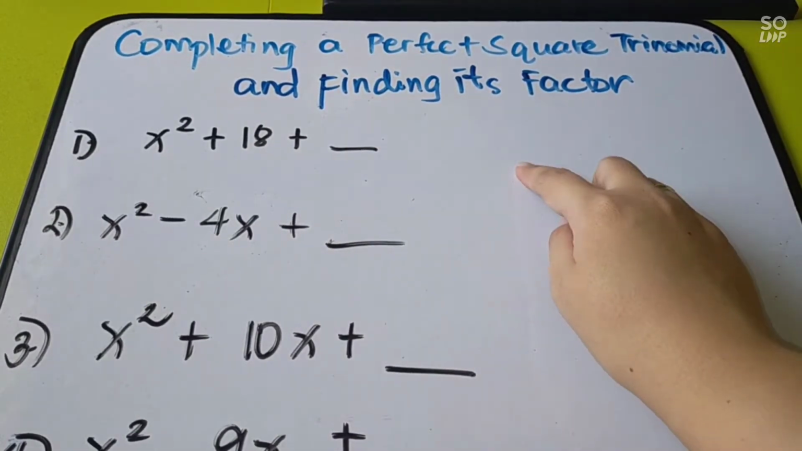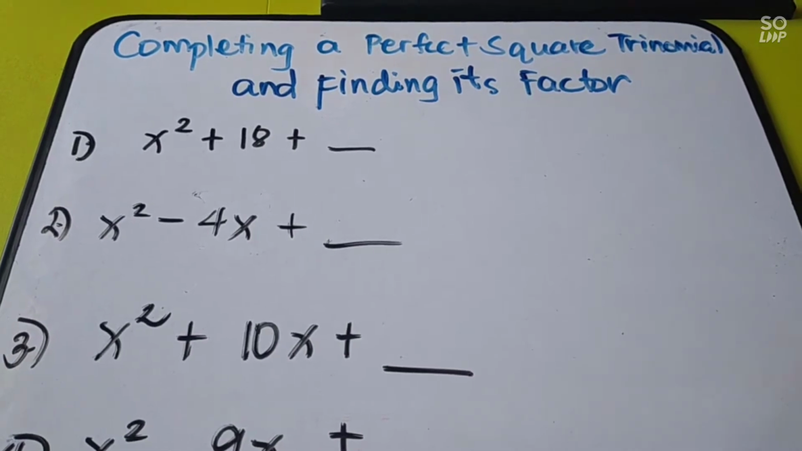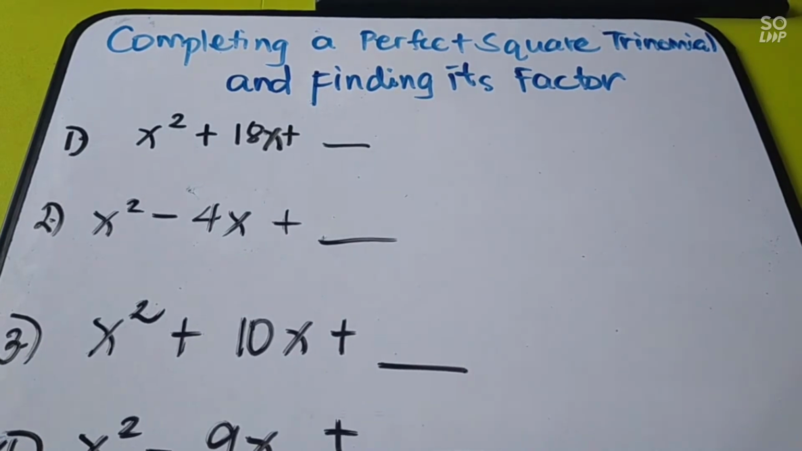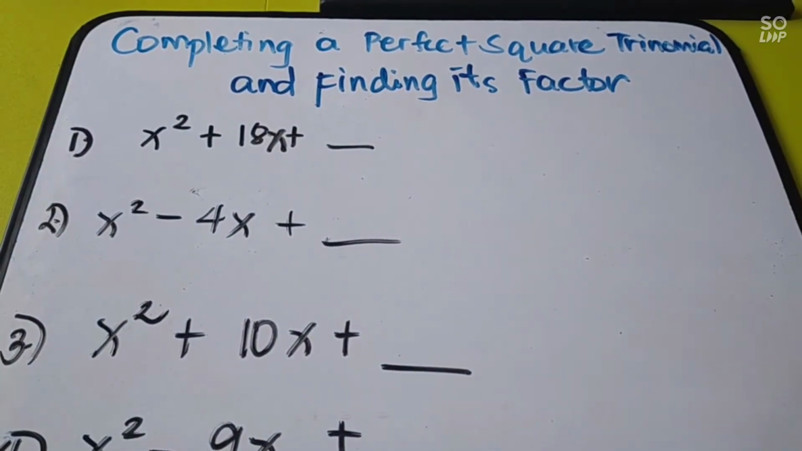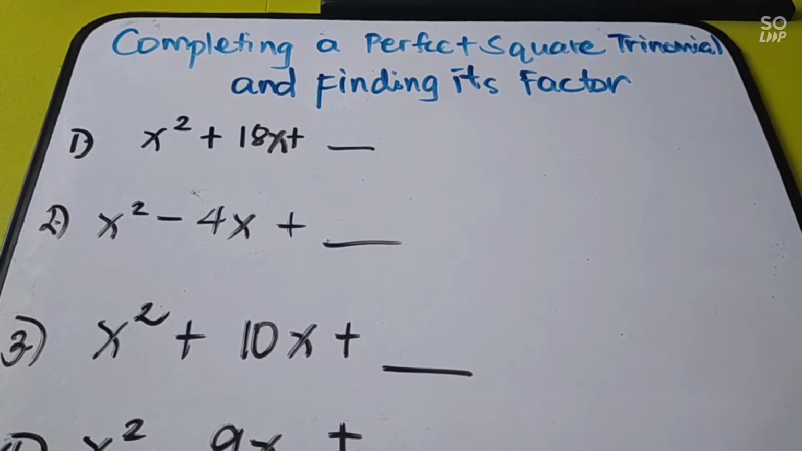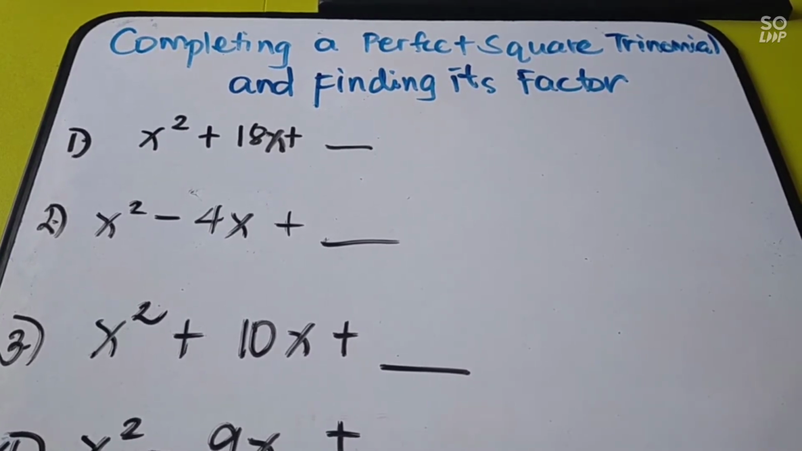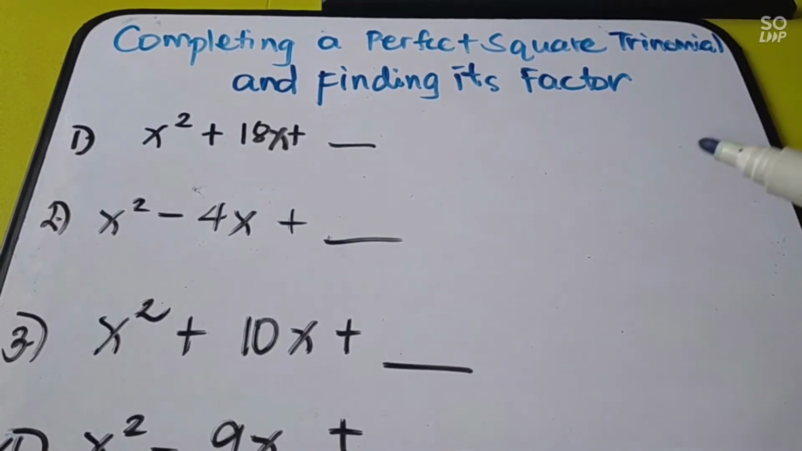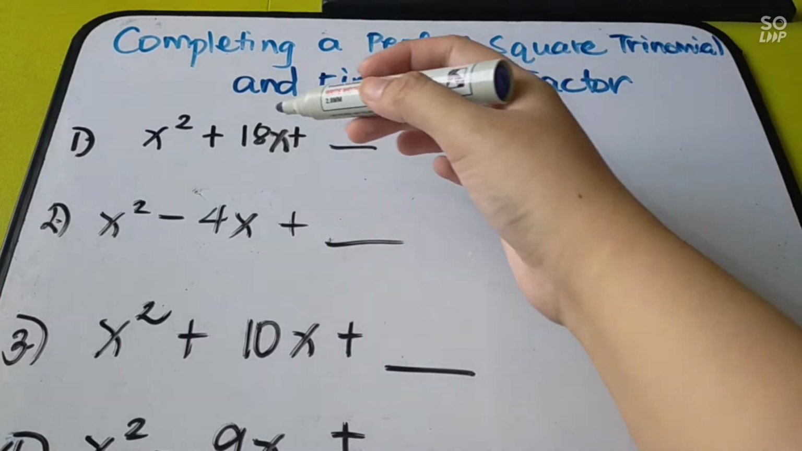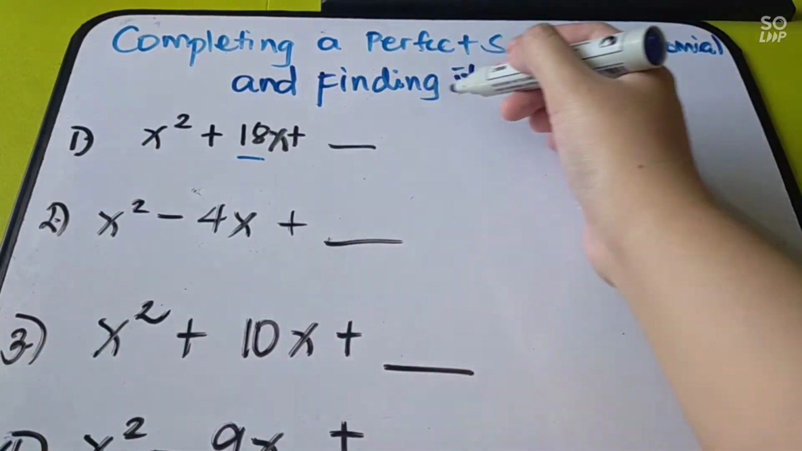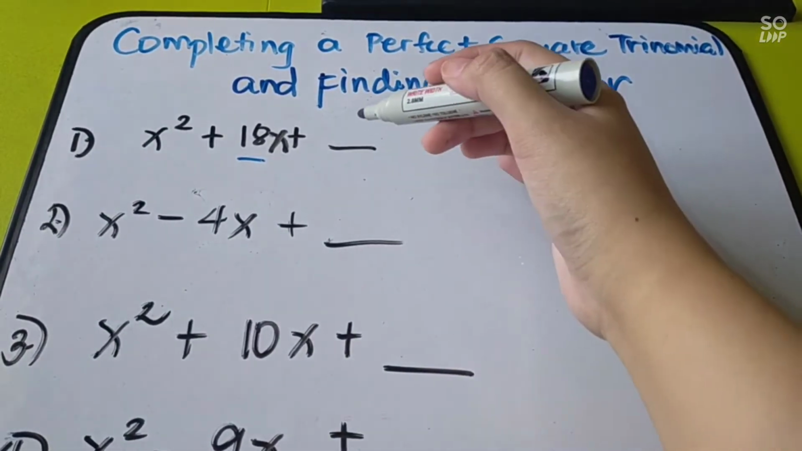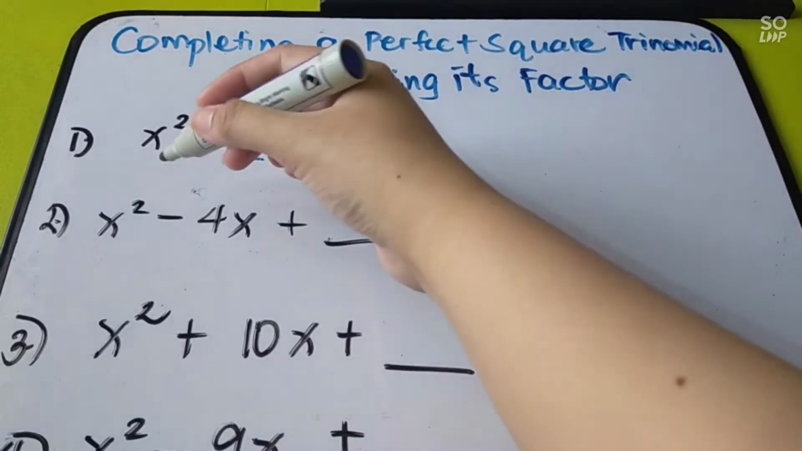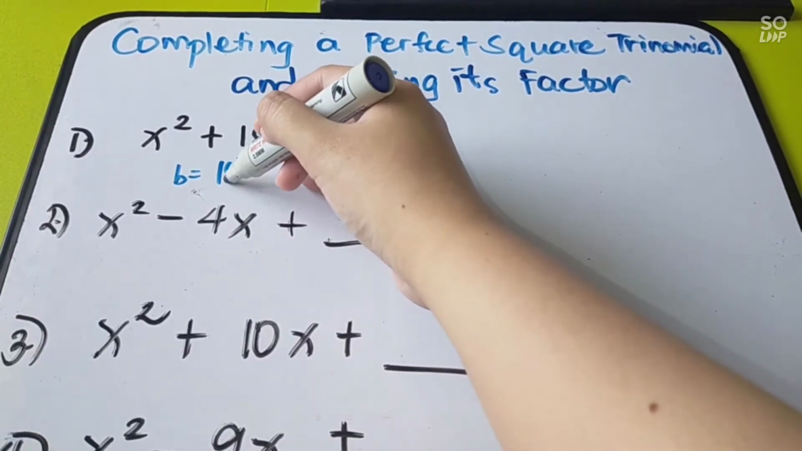So, let us have number 1. We have x squared plus 18x. For us to find the missing term of this perfect square trinomial, first, you are going to find for b. Di ba dun sa ating pinakaunang lesson, tinuro sa inyo kung paano kumuha ng a, b, and c. So, dito ang b natin yung nasa linear term. Lagi yung nasa linear term yung b natin o yung katabi ni x. So, your b here is 18. b is equal to 18.